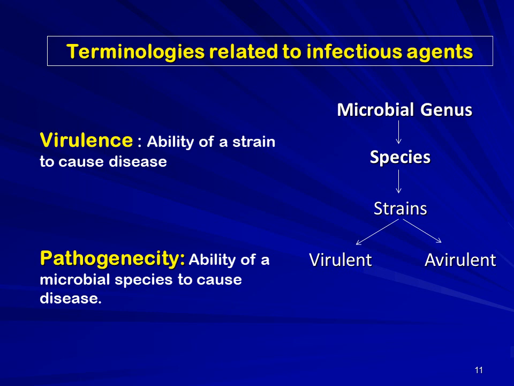So the strains of Staphylococcus aureus which are able to produce the disease are known as virulent strains of Staphylococcus aureus. Those which are not able to produce the disease are known as avirulent strains. But basically, Staphylococcus aureus is a pathogenic species. Virulence means the ability of a strain to cause a disease. Pathogenicity is the ability of a microbial species to cause the disease.